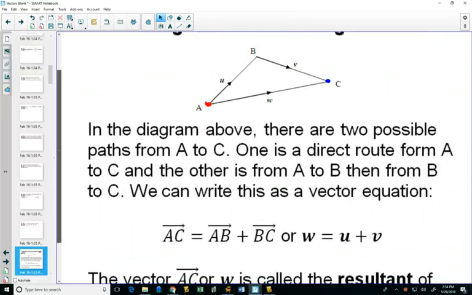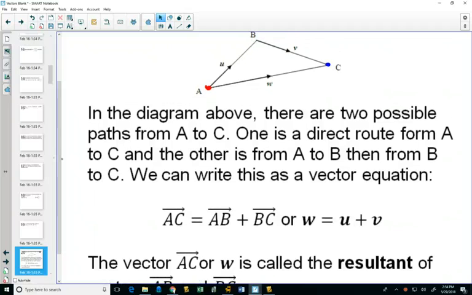And we get the following vector equation: A to C is the same as going from A to B plus B to C. Of course, if you were measuring distances, you will have traveled longer. But as far as where you started and where you ended, it is still the same. And this is the idea of vector addition. If you're adding two vectors together, you're just looking at where you started and where you ended.